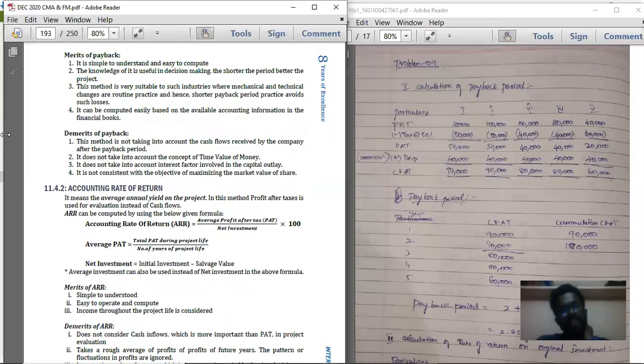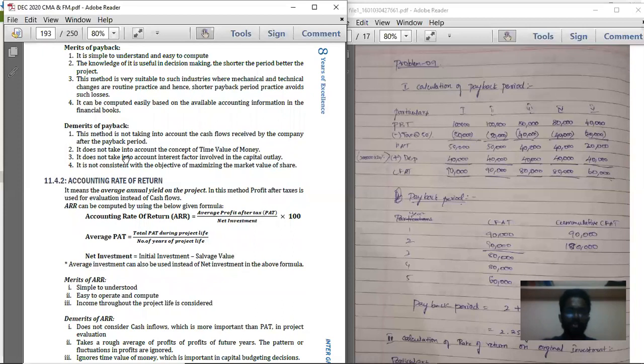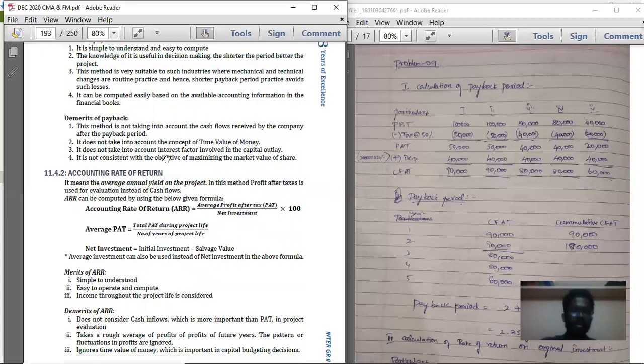So the demerits: this method does not take into account the cash flows received by the company after the payback period. If you are using payback period to evaluate projects, you will just see when your payback period is, calculate your income till then, and after that you will quit, because you have got your payback period. You will evaluate your projects and give the decision. What your returns are after the payback period, you won't look into when you are using payback period as your decision making tool. Also, it doesn't take into consideration the time value of money, and it doesn't take into account the interest factor involved in the capital outlay.